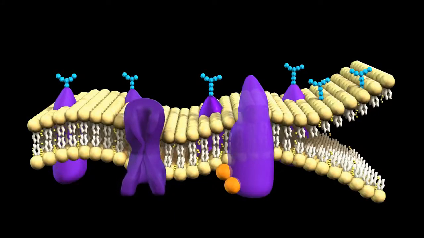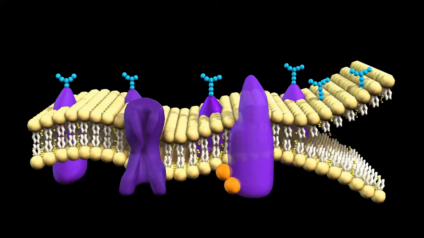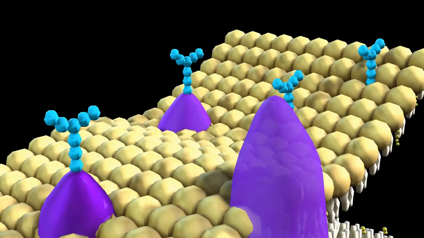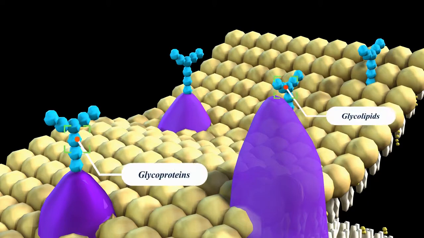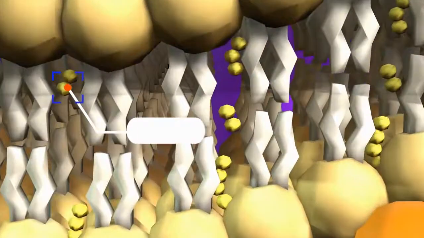The plasma membrane consists of a phospholipid bilayer, proteins embedded in the phospholipid bilayer, carbohydrates, some attached to proteins forming glycoproteins, others attached to lipids forming glycolipids, and cholesterol embedded in the inner part of the phospholipid bilayer.